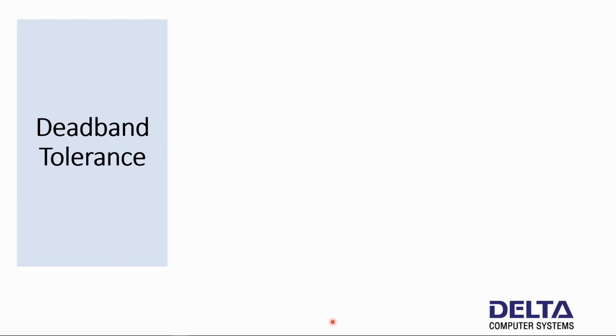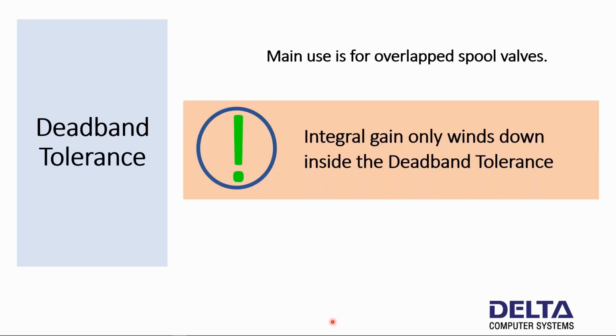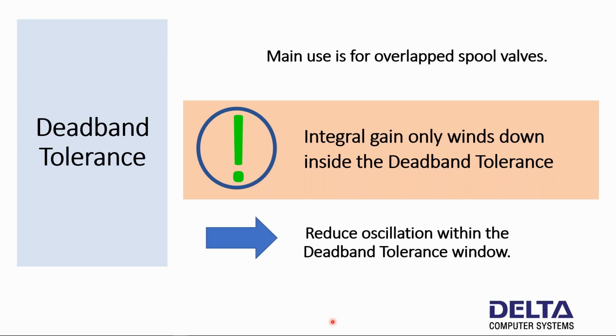So first, deadband tolerance is mainly used for overlap spool valves with deadband. We're not talking about those today, but the deadband tolerance has a really good feature, namely that the integral gain only winds down inside the deadband tolerance. What this means is that we can reduce oscillation when we are within the deadband tolerance window.